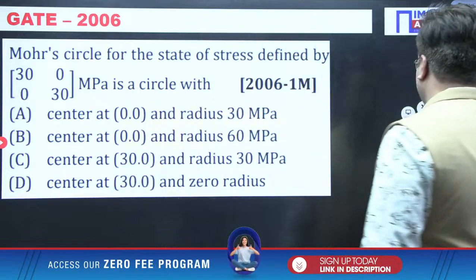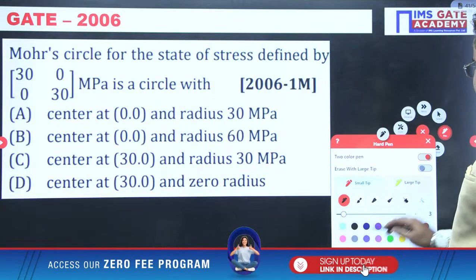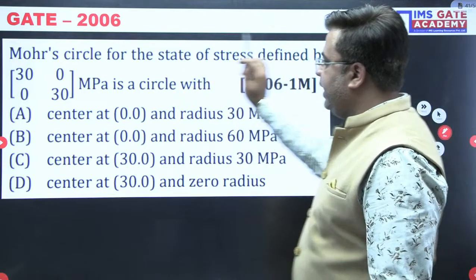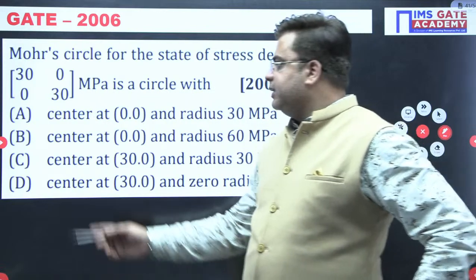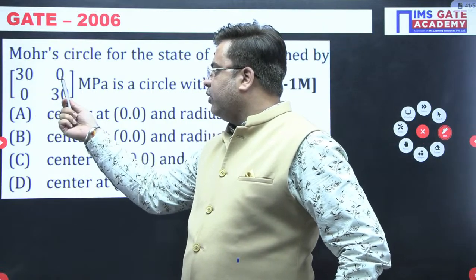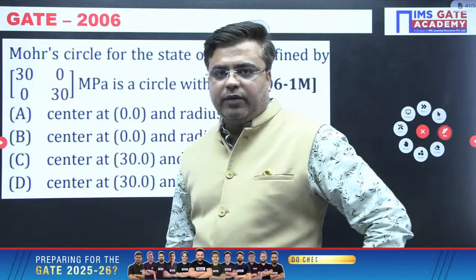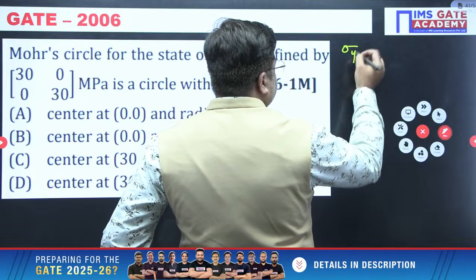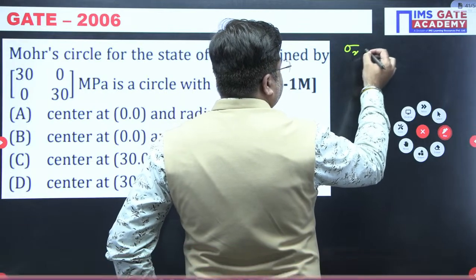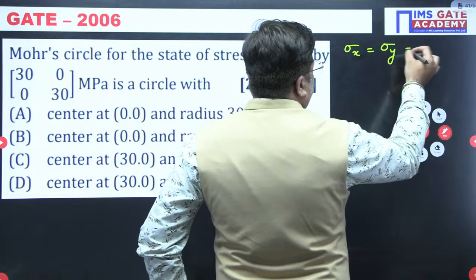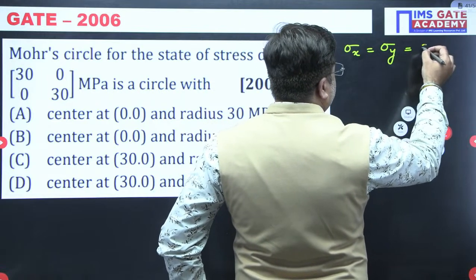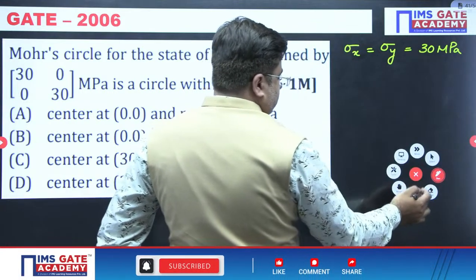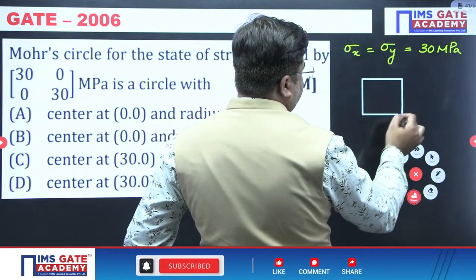This is the next question they have given you. What they are asking is the Mohr circle for the state of stress defined by this, right? So you can clearly see this is your sigma x, this is your tau xy, this is again your sigma y, right? Since sigma x is equal to sigma y, just now we talked about this. When sigma x is equal to sigma y, for a biaxial state of stress, it is equal to 30 megapascal. So when you plot this Mohr circle, it will give you like this.